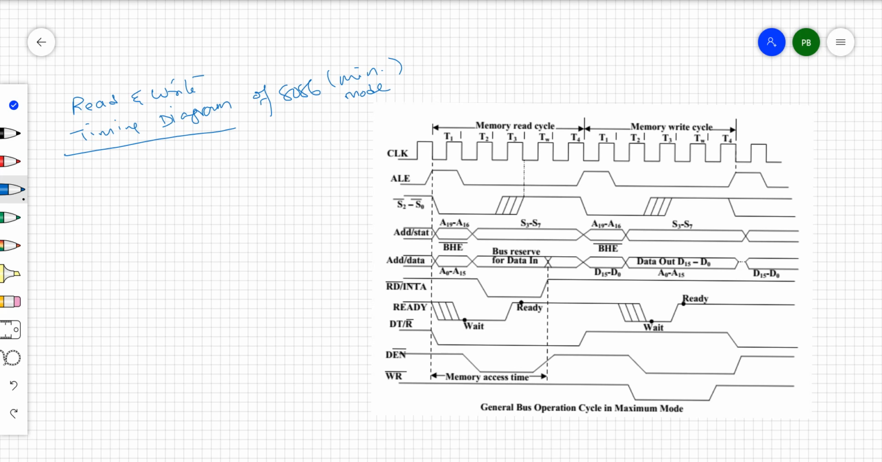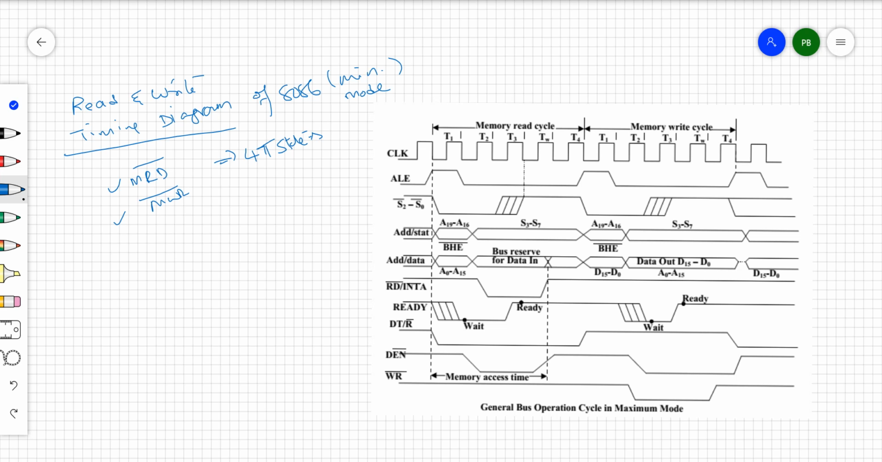You can see here whether it's a memory read operation or a memory write operation, it will take 4 t states. You can see memory read here and memory write. In the previous discussion we already discussed memory write. Now you can see memory read also here.